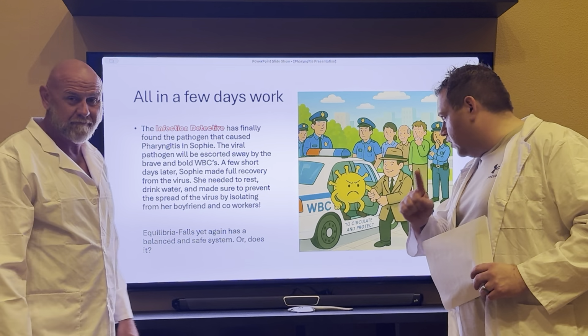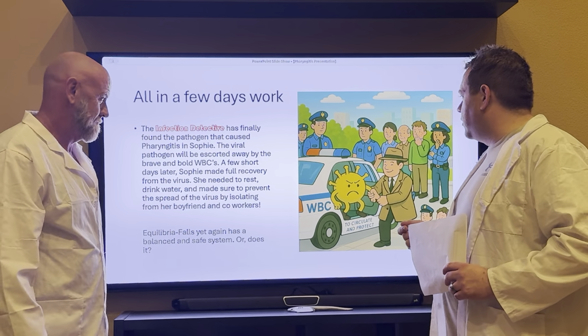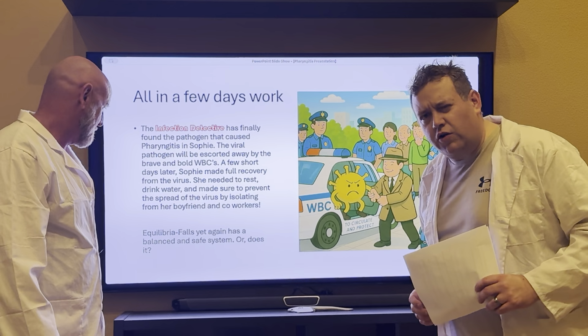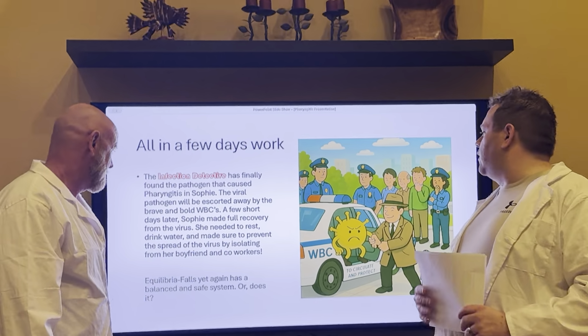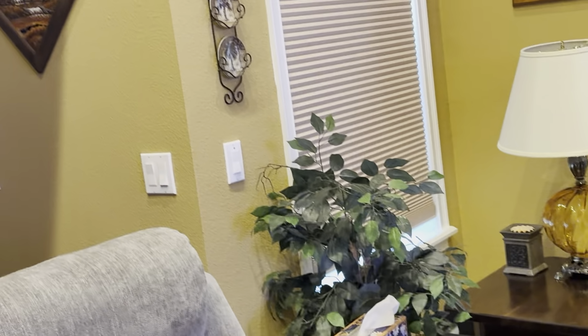She needs to rest, drink water, and make sure to prevent the spread of the virus by isolating from her boyfriend and her coworkers. Equilibria Falls, yet again, has a balanced and safe system. Son of a bitch. I told you. That's funny as hell.